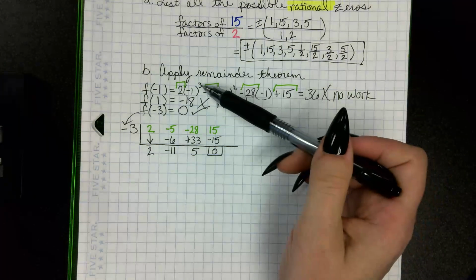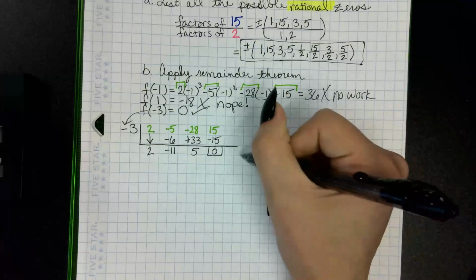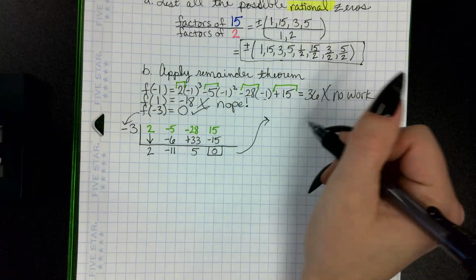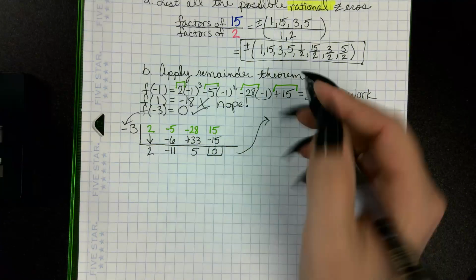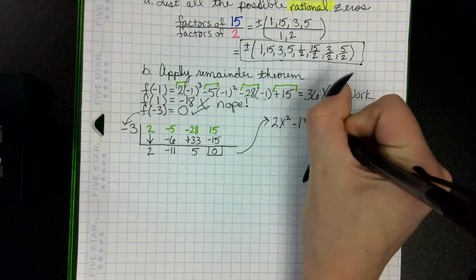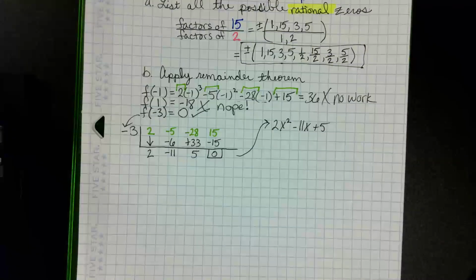Since I started with x to the third power, I know this is now an x squared. So I've done enough to be able to factor. So I take my quotient, which is 2x squared minus 11x plus 5, and I'm going to factor it.